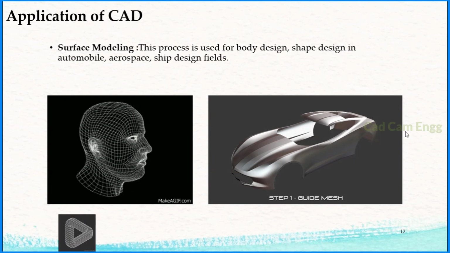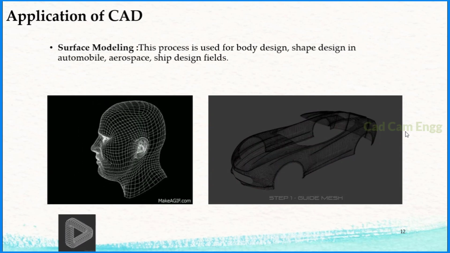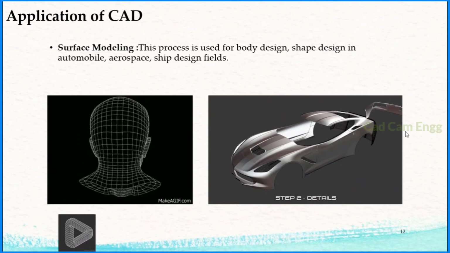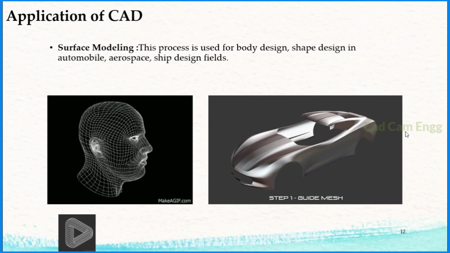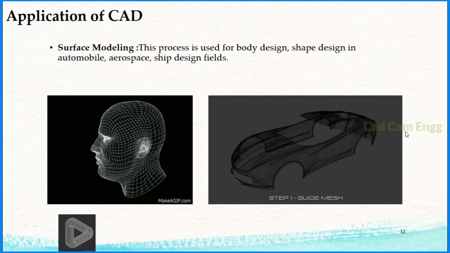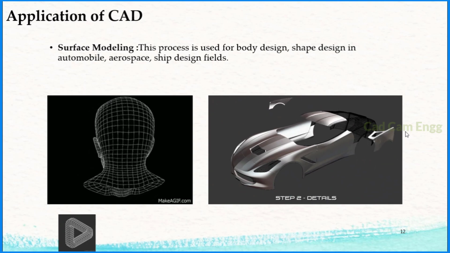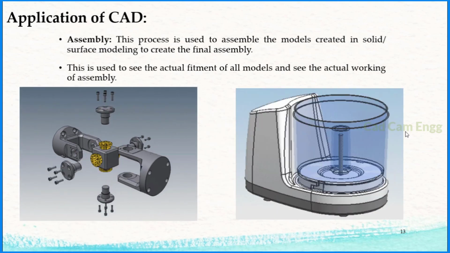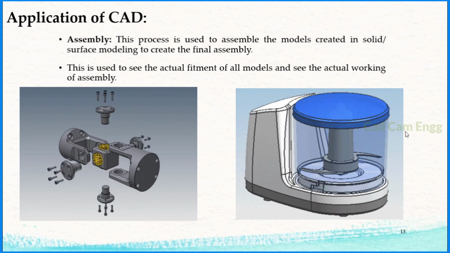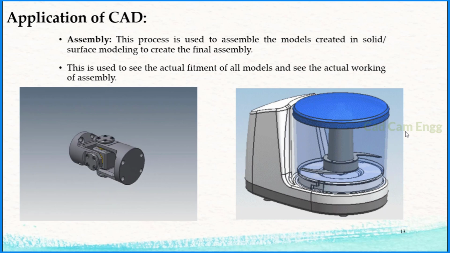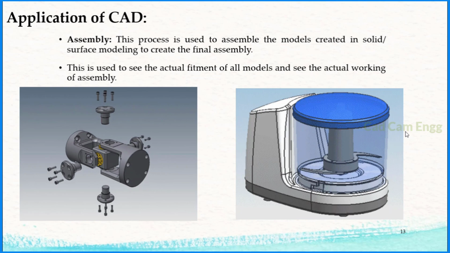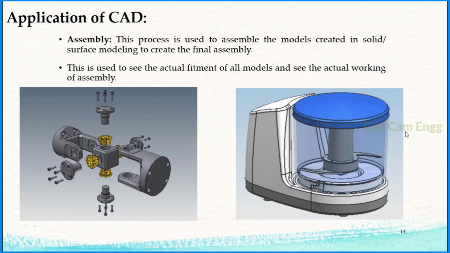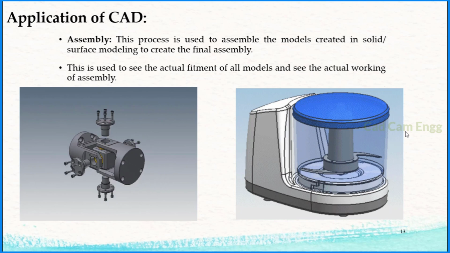So this is the same as this. In the automobile sector, most of the car bodies are created as surface models. So next, the assembly. If you create different types of part or surface models, lastly we want to assemble them together, then only we can understand the entire process of the design or the entire use of the design.